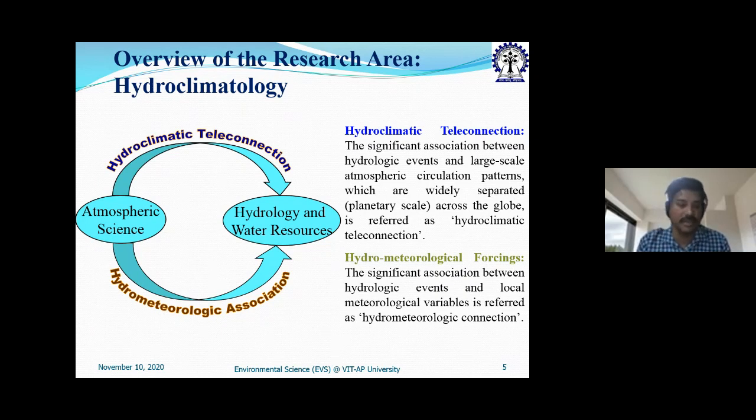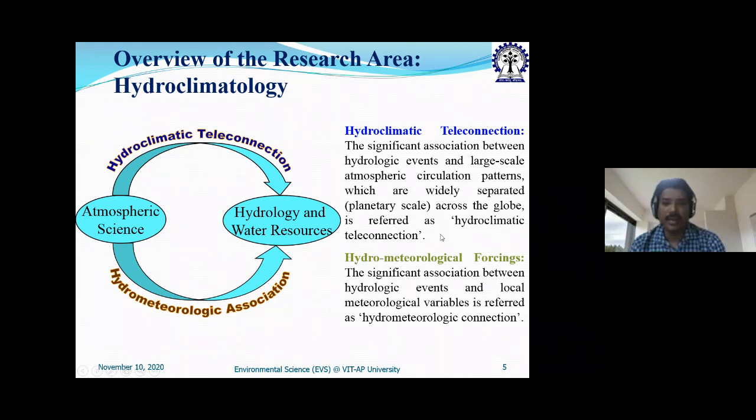That's why, on this slide, there are two arrows from atmospheric science to the hydrology and water resources domain. The upper one is hydroclimatic teleconnection. The word tele means that these two are wide apart. By definition, it is the significant association between hydrologic events and large scale atmospheric circulation patterns which are widely separated, meaning at a planetary scale across the globe. That is referred to as hydroclimatic teleconnection.